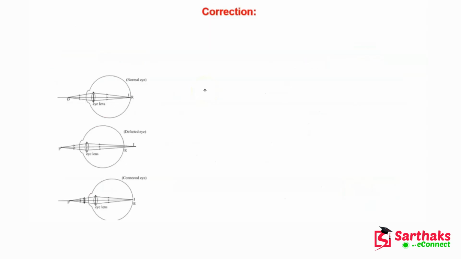So guys, here we will try to understand the correction of this hypermetropia. In this first picture you can clearly see the image formation at the retina by a normal eye. This is your eye lens, this is an object, the rays are going like this, and after the refraction they meet at the retina and the image is formed at the retina.